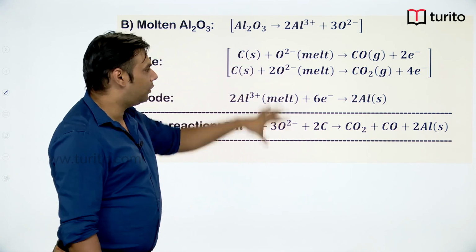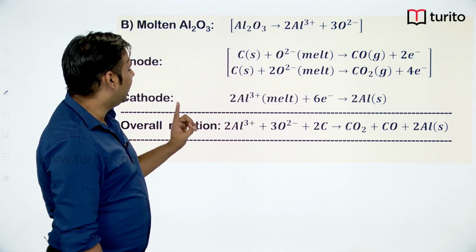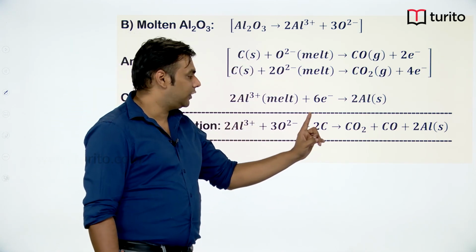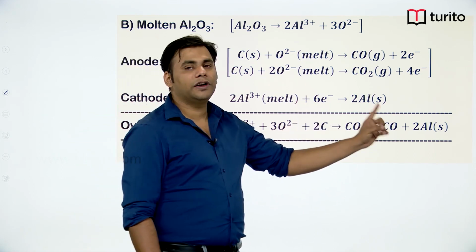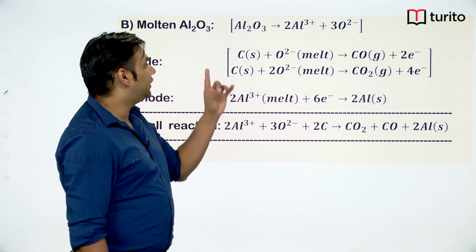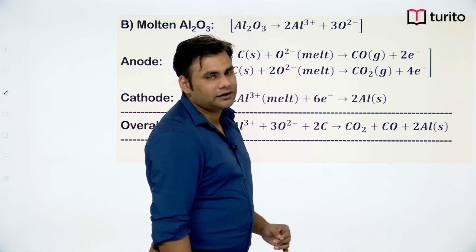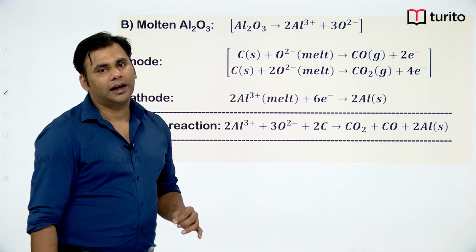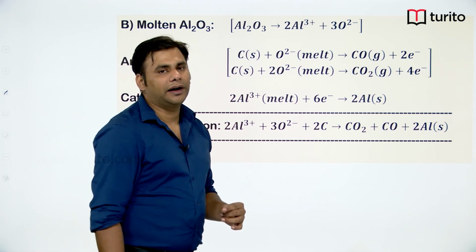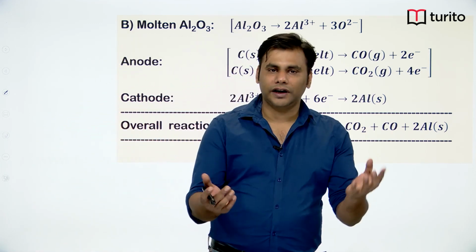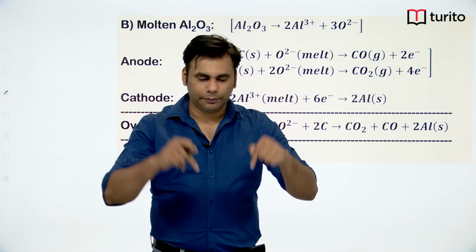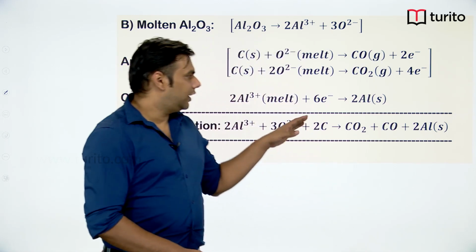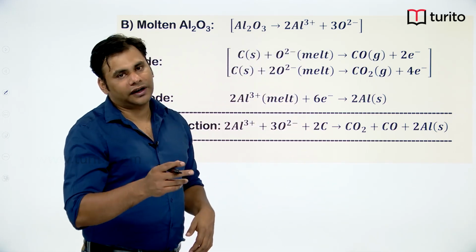So if you add all these reactions, we'll get 2 Al3+ plus 3 O2- plus 2 carbon forming CO2 plus CO plus 2 aluminum. Basically this is also known as the Hoope's process, which is used to purify the aluminum during metallurgical extraction. So we are taking Al2O3, dipping the graphite electrodes in it, and passing current.